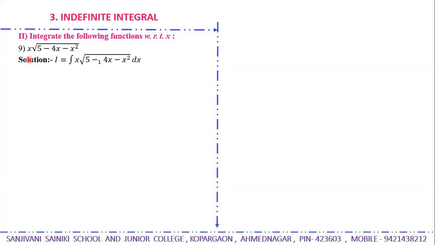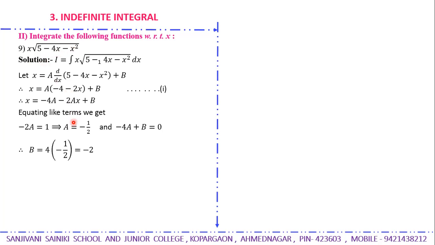This example is also similar to that one only. Here this x we have to express as a into derivative of this 5 minus 4x minus x square plus b. So x is equal to a times minus 4 minus 2x plus b. Multiply this bracket by a. You will get minus 4a minus 2ax plus b.